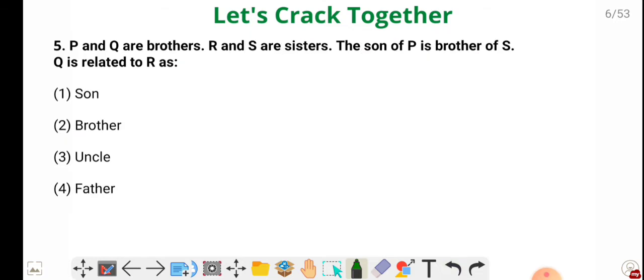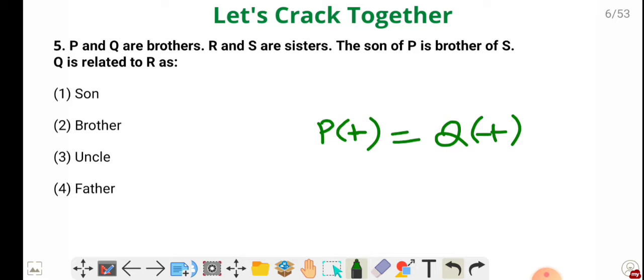Next question is P and Q are brothers. This is a blood relation type of question. If there is a male, just write plus, and if there is a female, just write minus sign. P and Q are brothers.